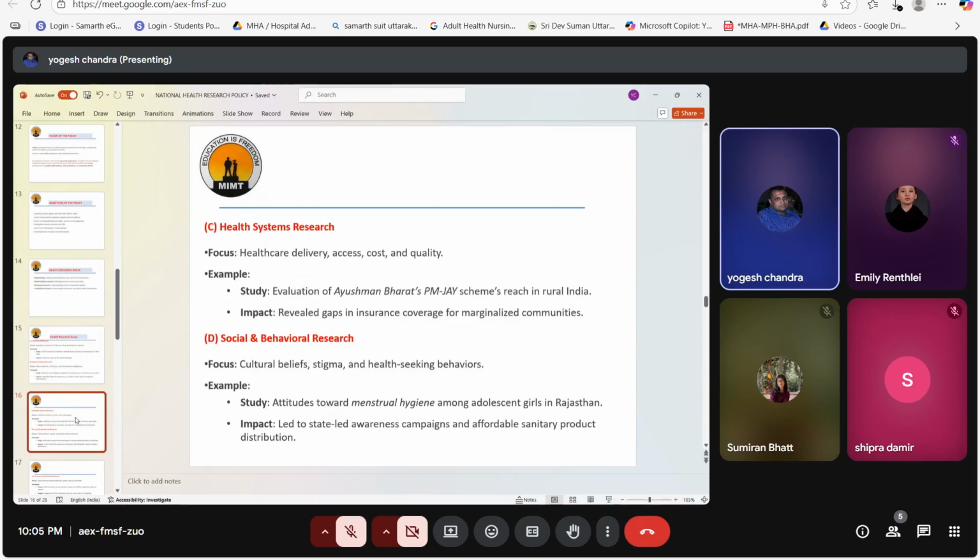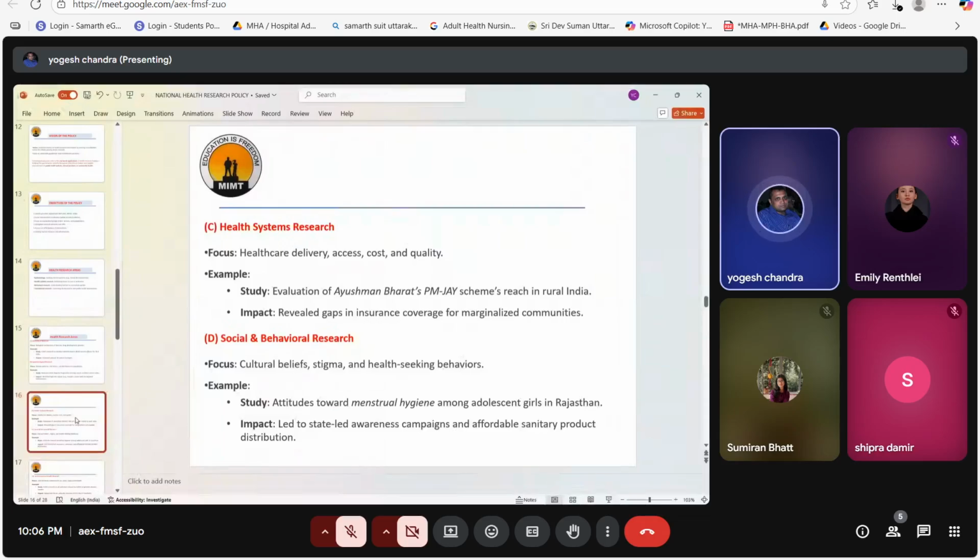particularly in Punjab or any area which has been identified by this tracker. Then we talk about health system research. The main thing here is to see what the problem is in healthcare delivery. Is there any problem in access, cost, and quality? These are a few things directly related to the health system. And here we see the evaluation of Ayushman Bharat or PMJAY, any kind of gaps that can be covered.